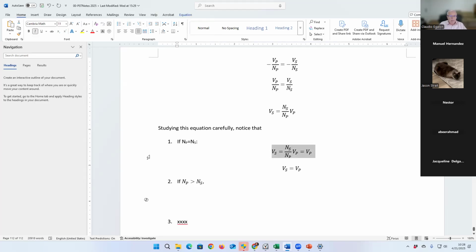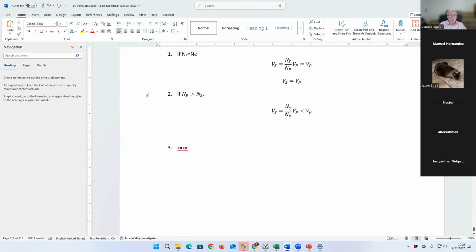We just repeat the same procedure we had before, right? So here you go. If NP is greater than NS, now we are going to have that this number here is going to be a fraction of 1. It's going to be less than 1, right? Consequently, the voltage in the secondary is going to be less than the voltage in the primary.